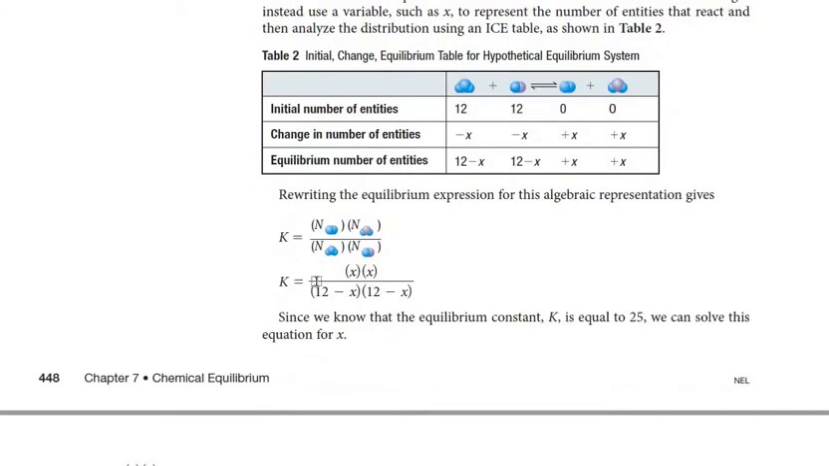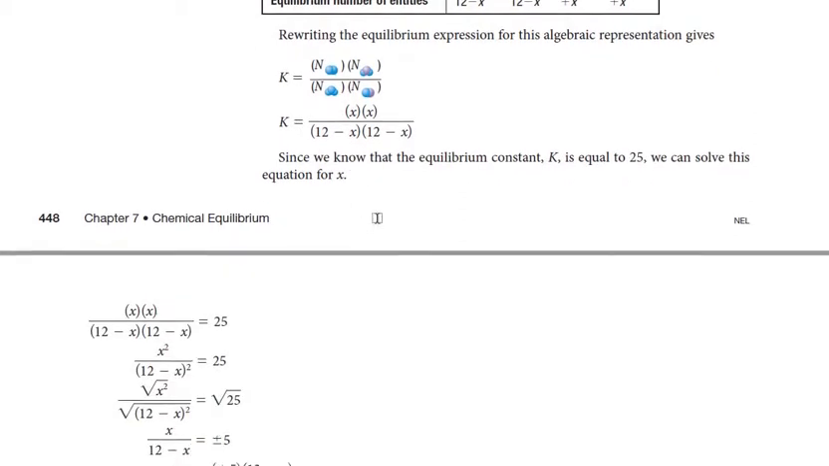So at the end, we have K equals the product side, x times x, divided by the reactant side, 12 minus x times 12 minus x. Since we know that the equilibrium constant is 25, we can solve for x. If we substitute 25 here, it's going to be x times x divided by 12 minus x times 12 minus x equals 25. Then we have x squared divided by (12 minus x) to the power of 2.